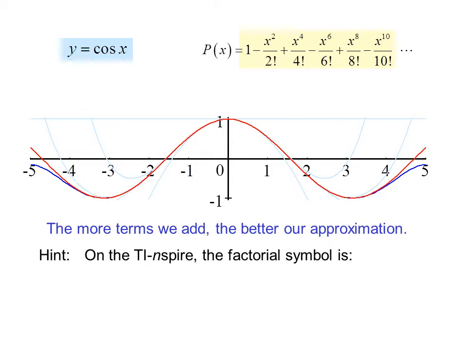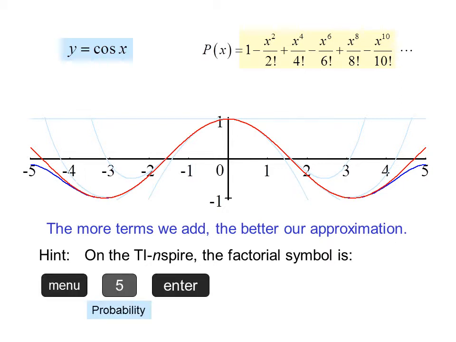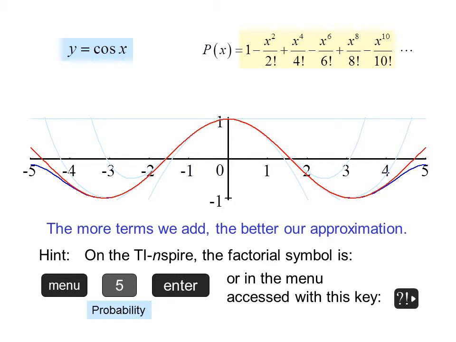Hint: on the TI-nspire, the factorial symbol is menu 5 probability, enter. Or in the menu accessed with this key. It's the question mark exclamation point key, for lack of a better name.